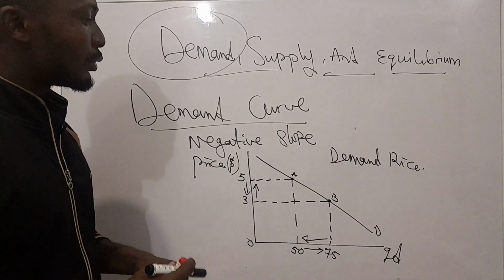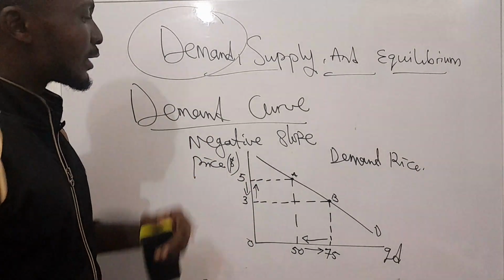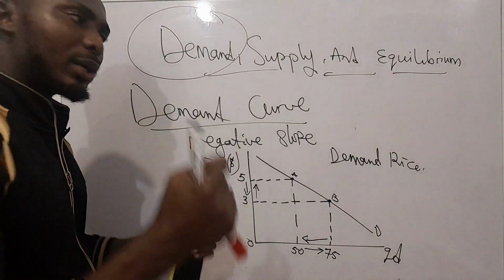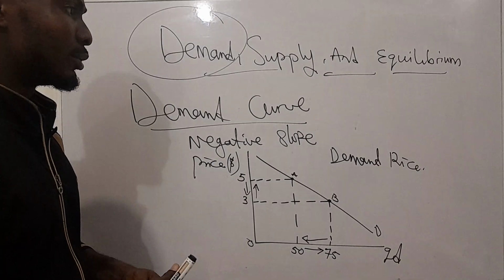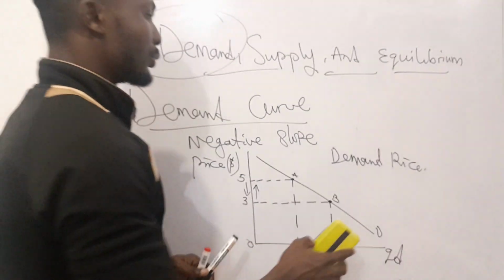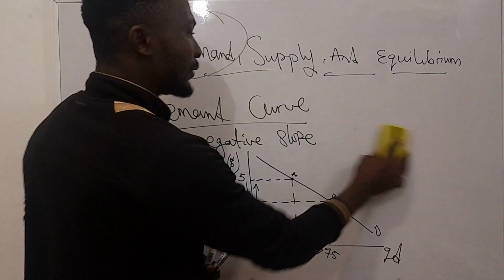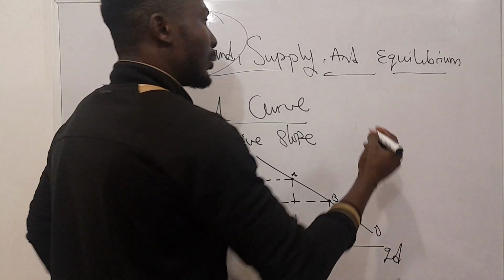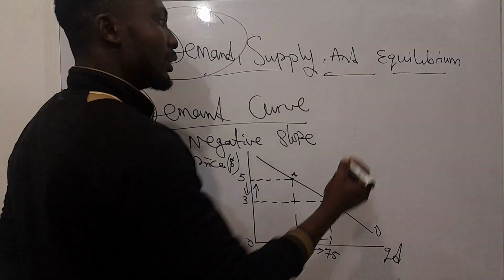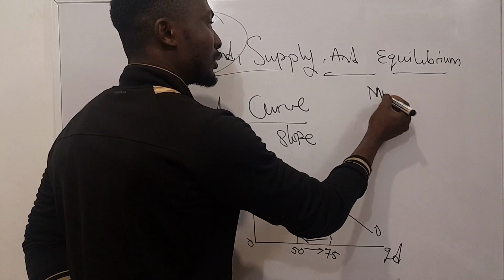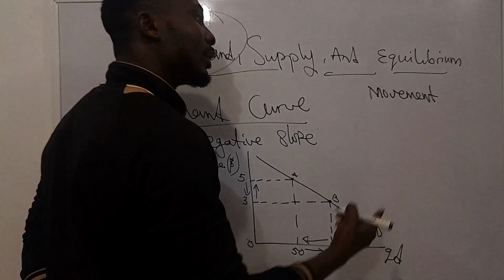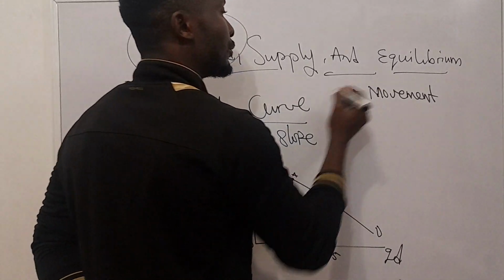Now, since we already understand the demand curve, the next thing we are going to look at in this video is the kind of changes that we can have when it comes to demand. So I will have this here, and the first kind of change we can have with demand is known as movement, the movement along a demand curve.